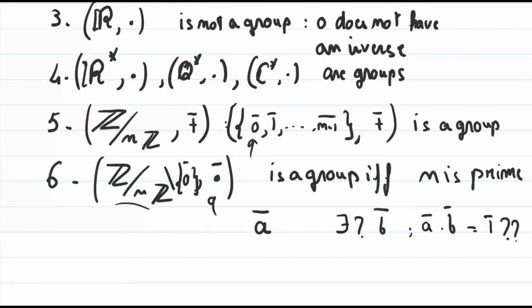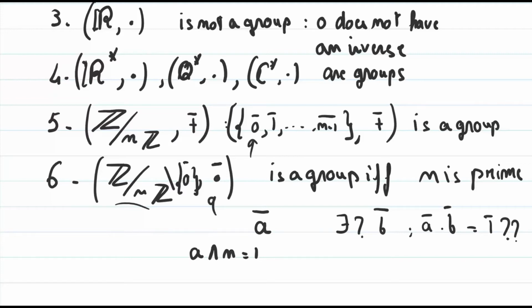If n is prime, then a and n are co-prime. The greatest common divisor of a and n is 1. Why? Because a is just between 1 and n minus 1 and has no prime factors except n itself.